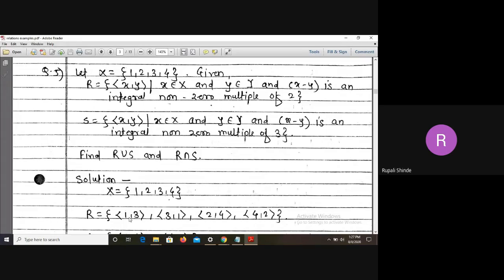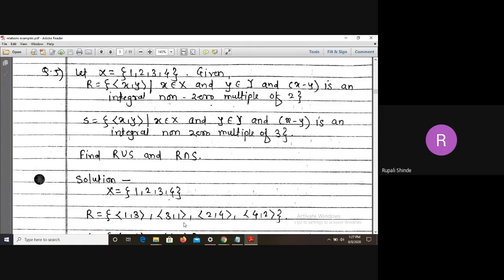That's why we can add that pair in relation R. Likewise, 3, 1 is there. So again, 3 minus 1, it is 2. So 2 is multiple of 2. That's why we can add that over there.